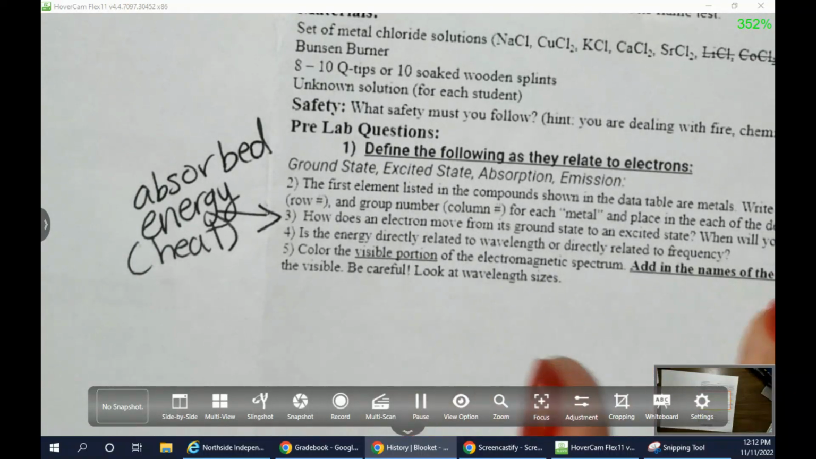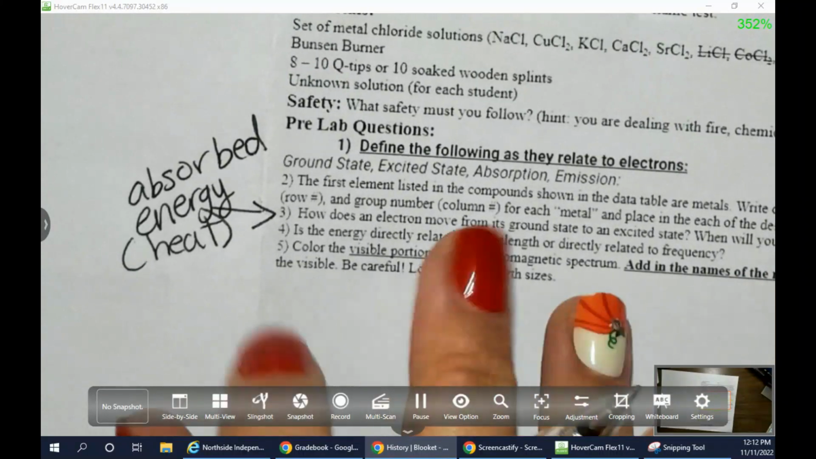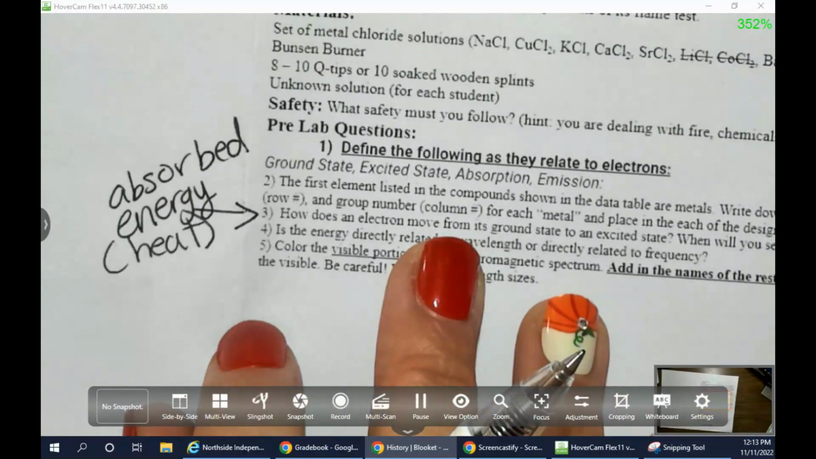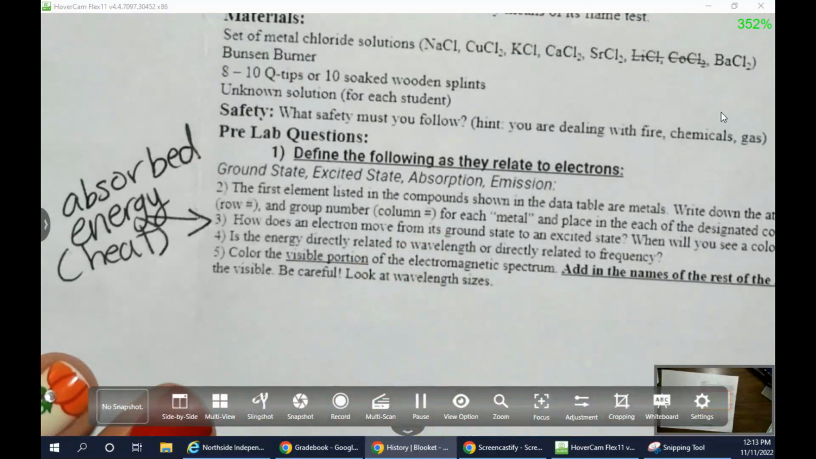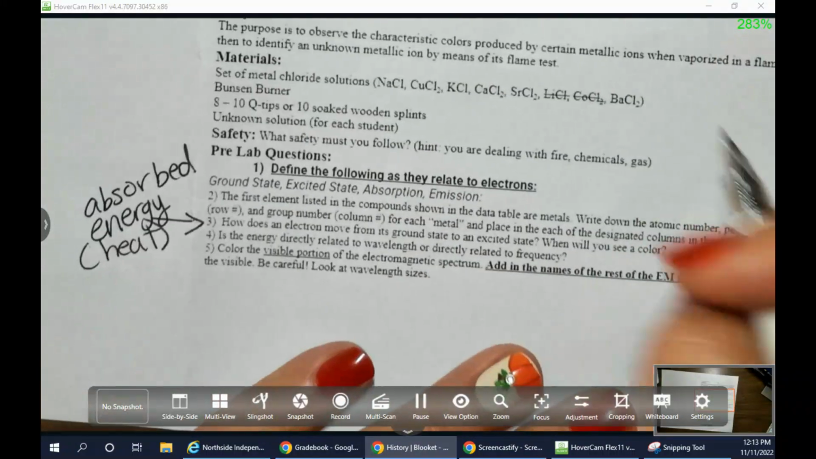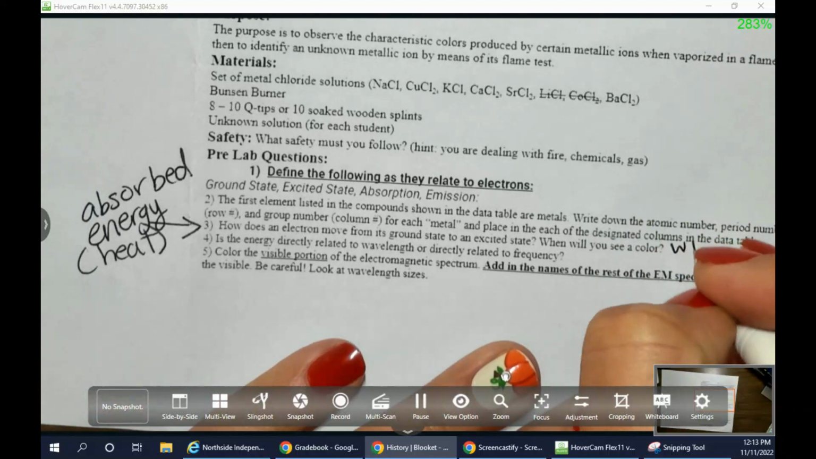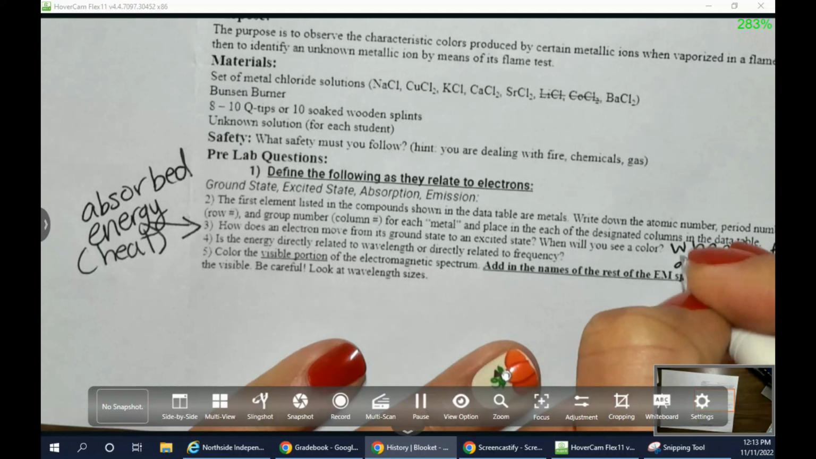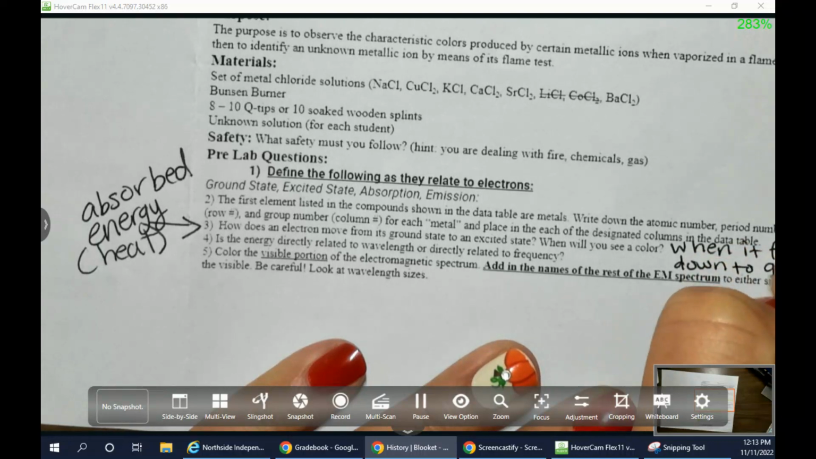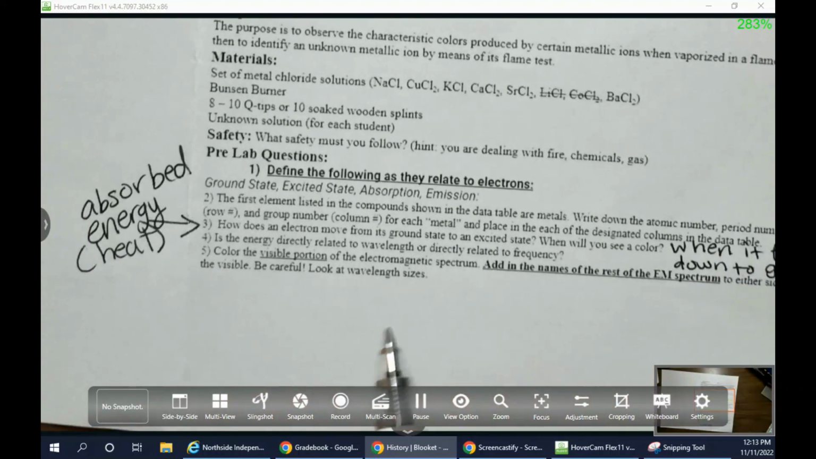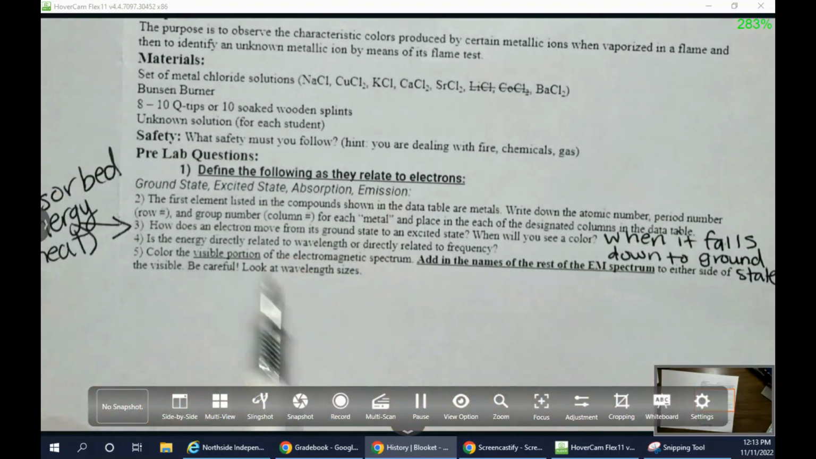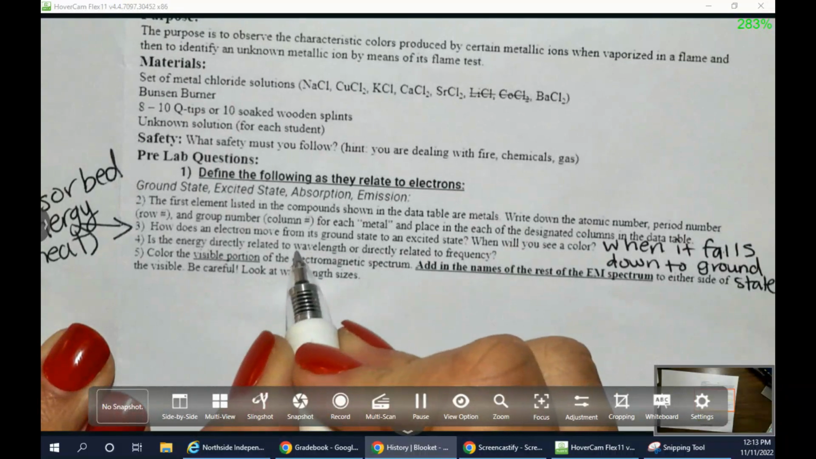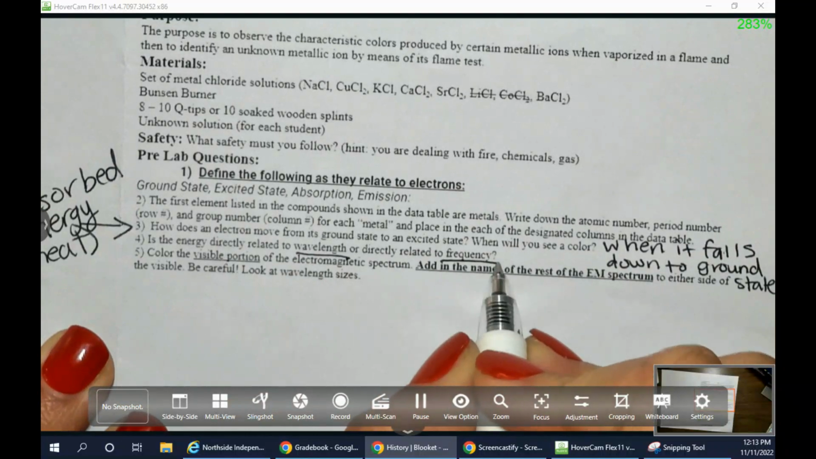And then the second part of this question says, when will you see the color? When it falls back to ground state. Good. So when will you see the color? Yes. When it falls down to ground state. Okay. Number 4 said, is the energy directly related to wavelength or directly related to frequency?